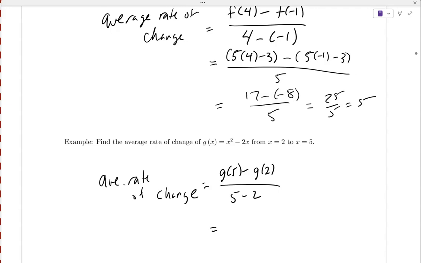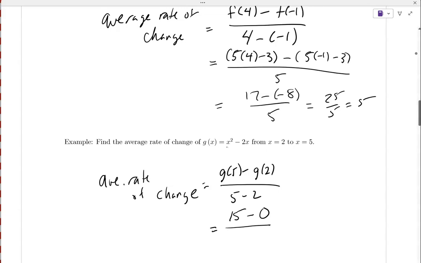What is g of 5 in this case? 15. So we would have 5 squared is 25 minus 2 times 5 is 10. 25 minus 10 is 15. g of 2 is 0. 2 squared is 4, minus 2 times 2 is also 4, right? So we get 0. Everybody okay with where the 15 and the 0 came from?